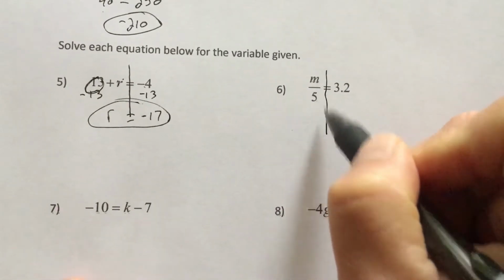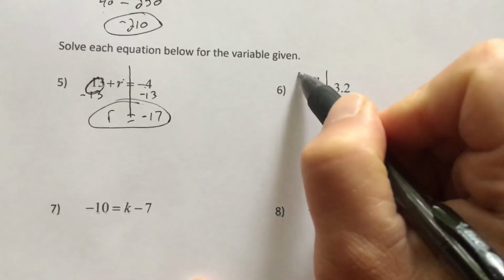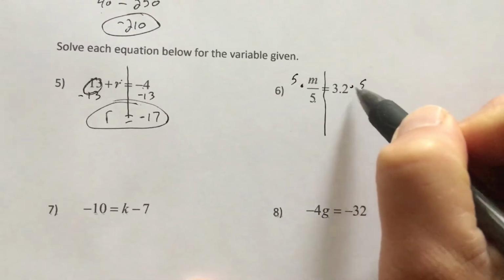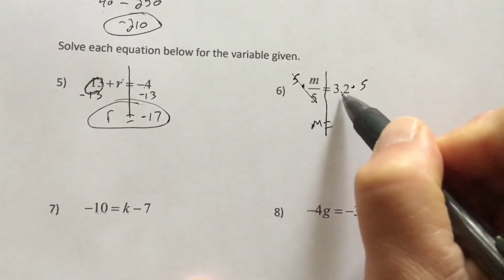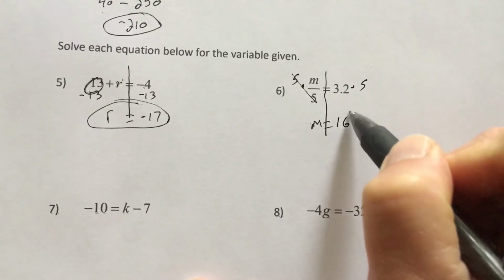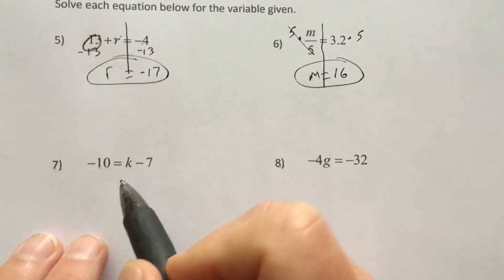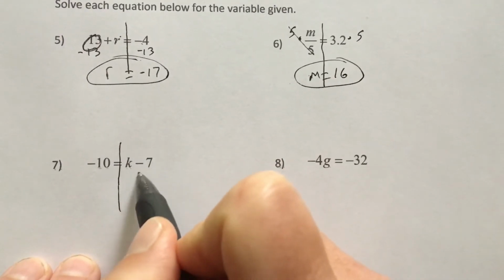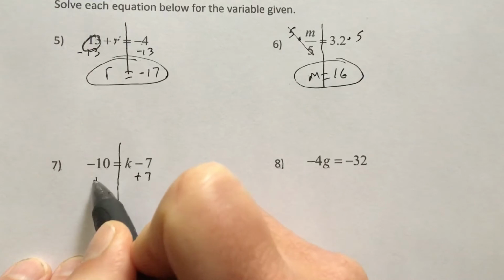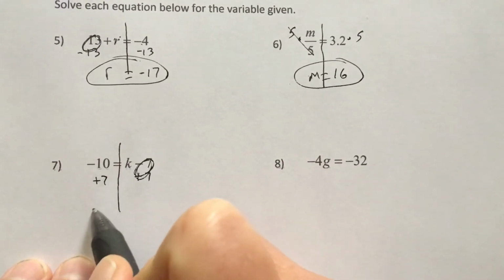Over here, there's our variable m. It's being divided by 5. So the opposite of that is to multiply by 5. So I'm going to multiply both sides by 5. That's going to cancel that. And 3.2 times 5 is 16. Over here, there's my variable k. It's being subtracted by 7. So I'm going to do the opposite. I'm going to add 7. It's going to get rid of that there. Negative 10 plus 7 is a negative 3.